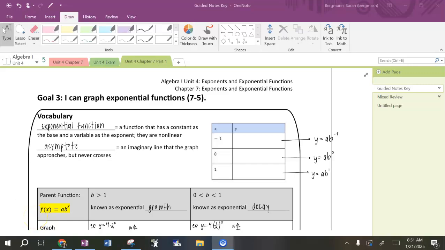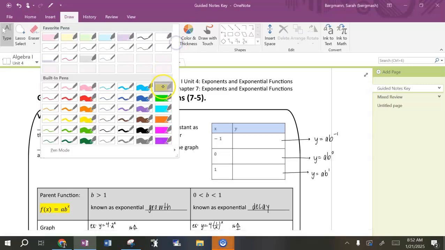Everyone. So far in this chapter, we've been talking about the exponent properties and how those work, and now we're going to start applying those to exponential functions and their graphs. So the first thing you need to know is what is an exponential function.